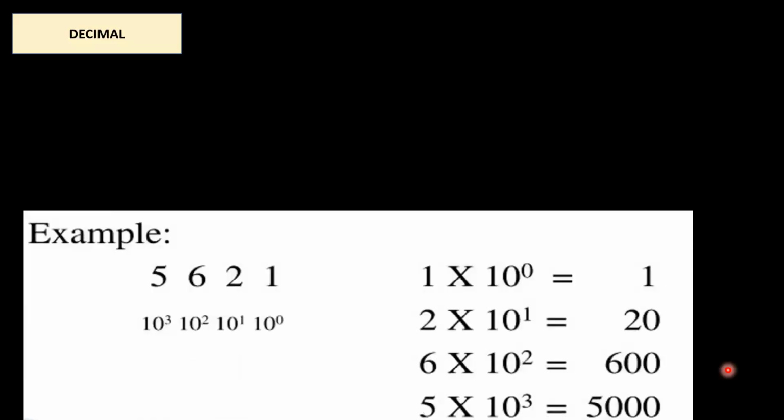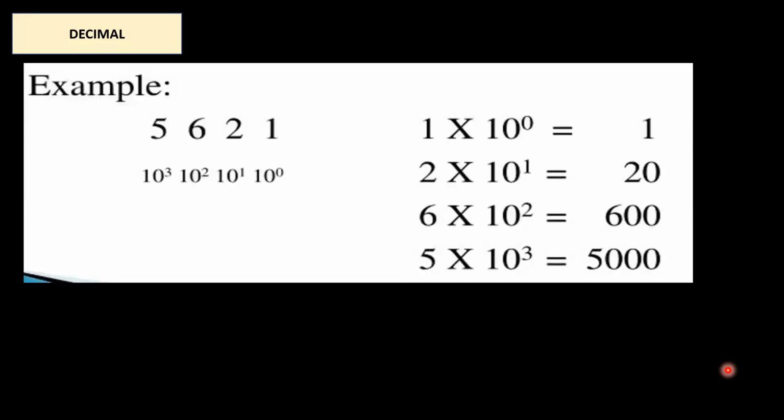So what are these? For example, we have 5,621. This is called decimal because if we raise 10 to the power of 0, 10 to the power of 1, and so on, from the first digit on the right, and get the sum of their products, we will go back to our given number. In this case, we have 1 times 10 raised to 0, 2 times 10 raised to 1, 6 times 10 raised to 2, and the last is 5 times 10 raised to 3. We know that any number raised to 0 is 1.